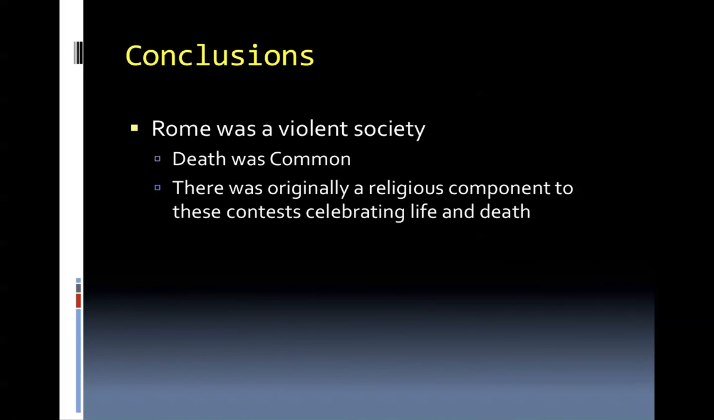So what conclusions can we draw? Rome was a violent society. There's no doubt about it. Death was common. There was originally a religious component to these contests, celebrating life and death. I may have to leave it to you to figure out how that's religious, right? But something to do with human sacrifice, perhaps something to do with the athletic excellence of the human body, the heroic nature of Roman life, the violent nature, the militaristic nature.